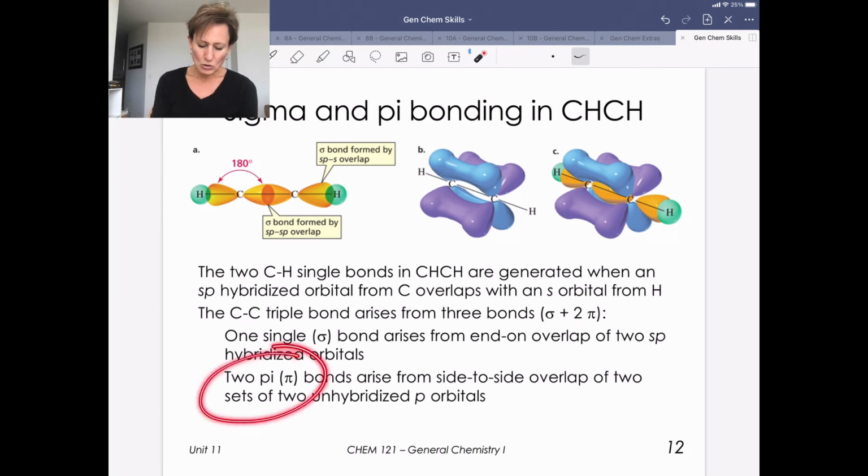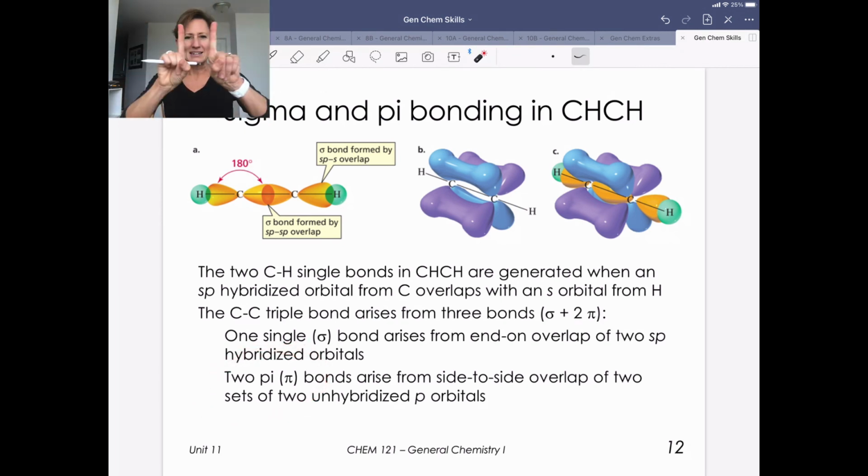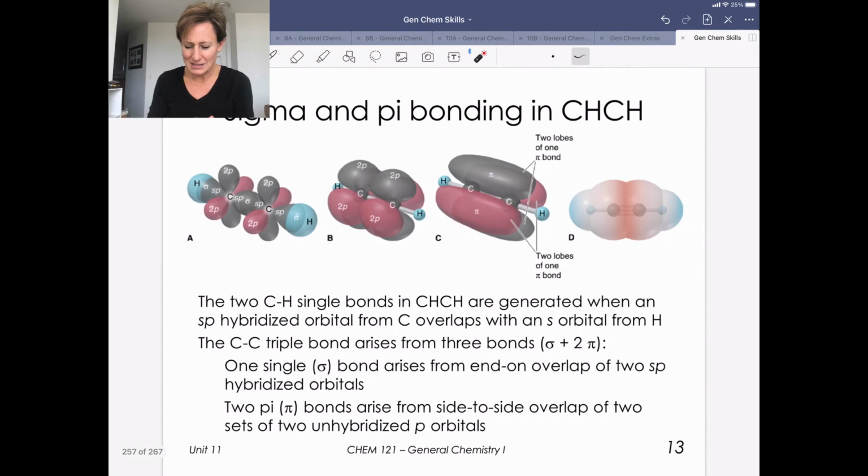And then we've got 2 pi orbitals, right? Side-to-side overlap of the unhybridized p orbital. What's interesting is one of them is going to be in this direction. Another one is going to be 90 degrees to that. So here's the 3 bonds in our triple bond. End-on overlap of hybridized sp orbitals, side-to-side overlap of unhybridized p orbitals, and then another side-to-side overlap of unhybridized p orbitals. I know that's a lot. Take a look at these pictures and see if that makes sense.